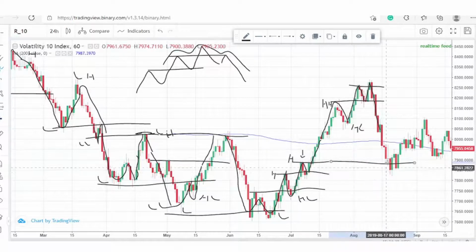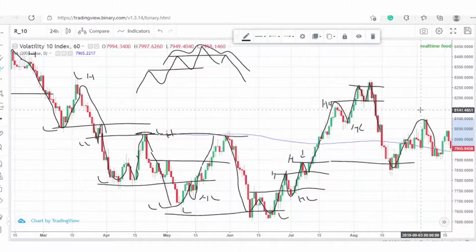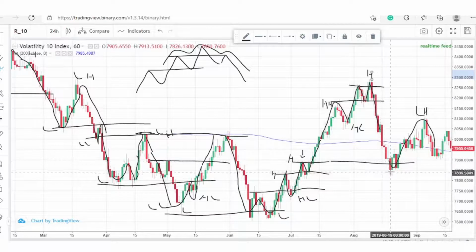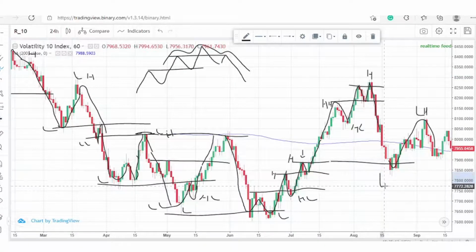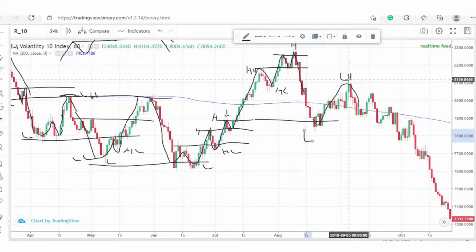Okay, so the market came back and tested this area, right, to create a lower high. So the market has created a high here at the top, pulled down, created a low, and then created a lower high.